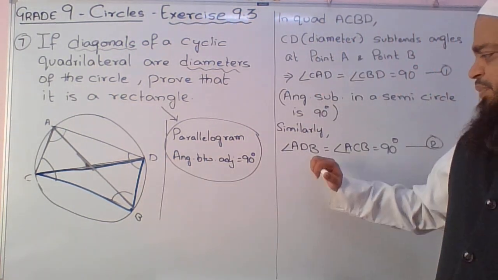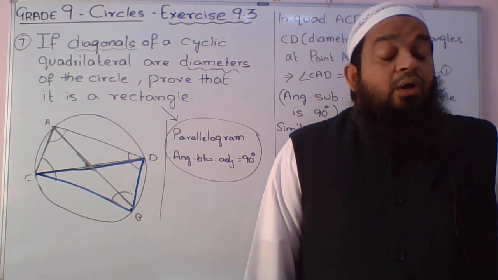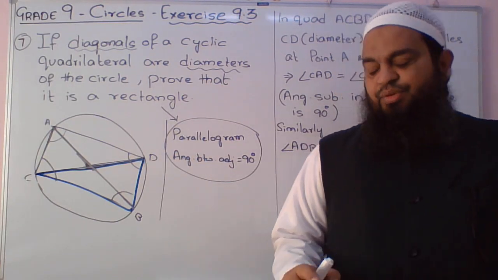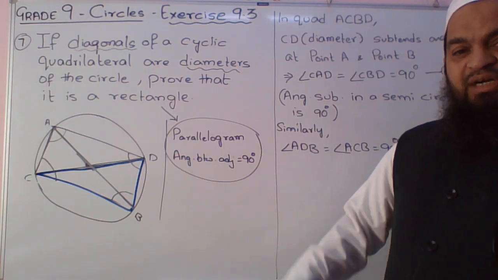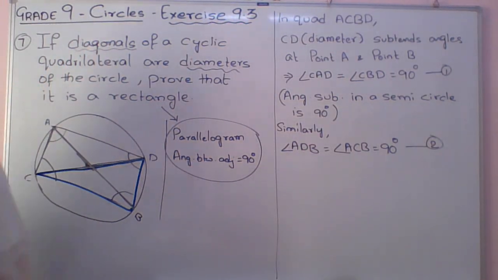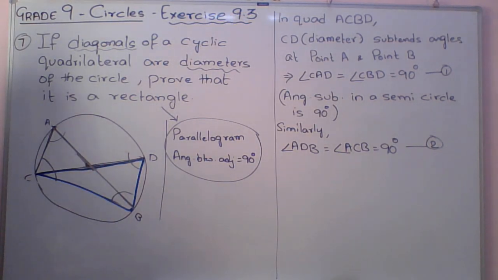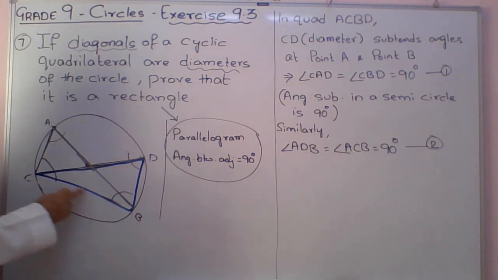See, I can stop here and say that ACBD is a rectangle. Why? Because a square is also a rectangle, right? But we have to prove it accordingly. We have to prove it is a parallelogram. So in order to prove a parallelogram, let us take these two triangles: ACB and DBC.